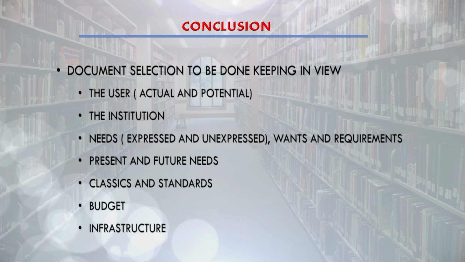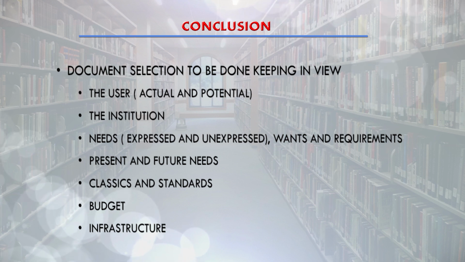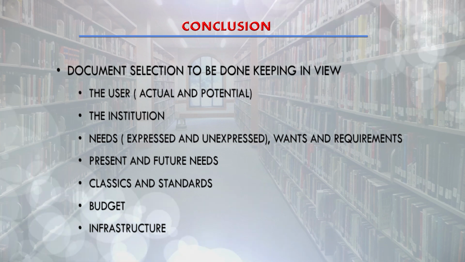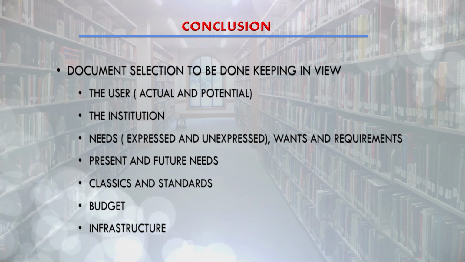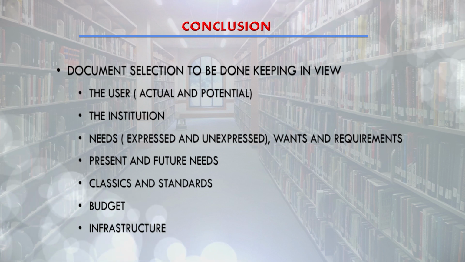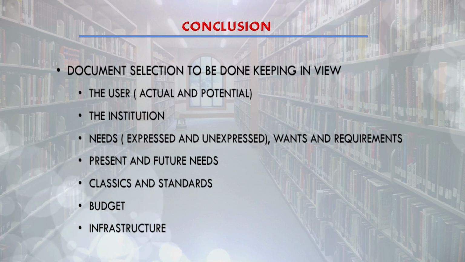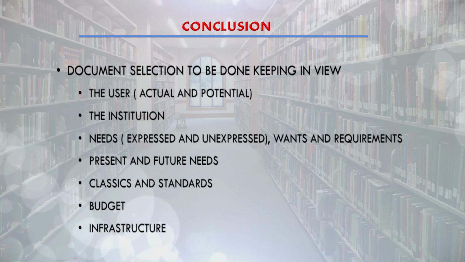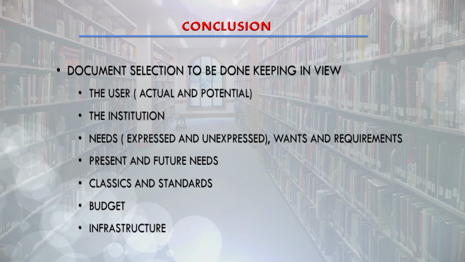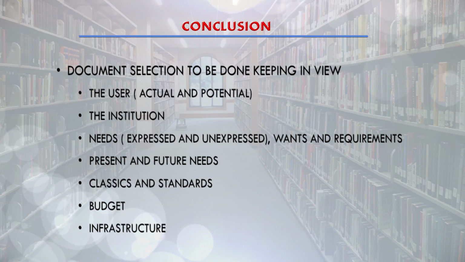So, if we conclude, we say that while we select documents for our users, we should keep in view the user, the actual user as well as the potential user. We should keep in view the institution, whether it is a public library, a college, a university, or a research institution; it will vary with the institution. Similarly, when we talk of needs, desires, expressed, unexpressed, wants, requirements, we should maintain a balance with all of them. And not only needs today, we have to keep future needs also in view. We should particularly concentrate on classics and standards to be acquired in the library.